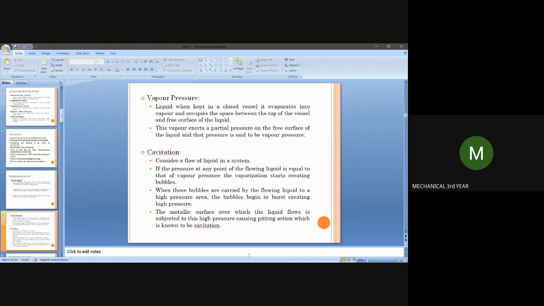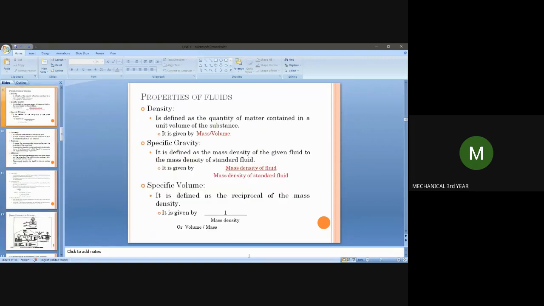So we will move on to the next topic. We have some other properties of fluids also. The first is the density. Density is nothing but the thickness. Okay, so it is defined as the quantity of matter contained in a unit volume of the substance. So mass by volume. How much amount of water is contained in the particular volume. For example, a container is provided. In that particular container, the amount of liquid you are having is said to be the density.